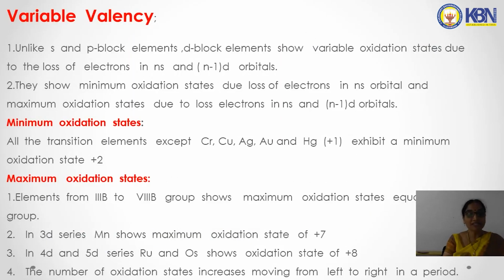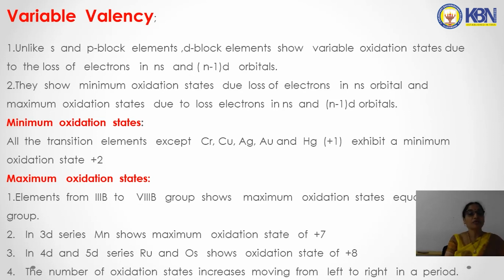Next, variable valency. Unlike s and p block elements, d block elements show variable oxidation states due to the loss of electrons from the ns and n-1 d orbitals. They show the minimum oxidation state due to the loss of electrons in the ns orbital, and they exhibit the maximum oxidation state due to the loss of electrons in the n-1 d orbitals. The minimum oxidation state in the d block is +1 for chromium, copper, silver, gold and mercury, while all the other transition elements exhibit a minimum oxidation state of +2.